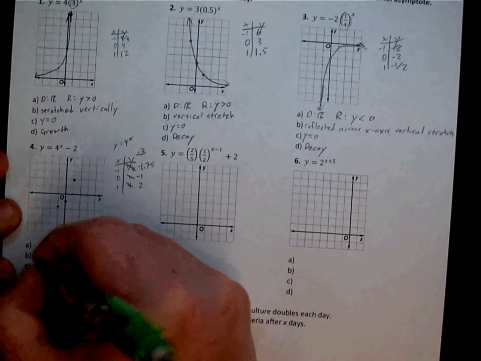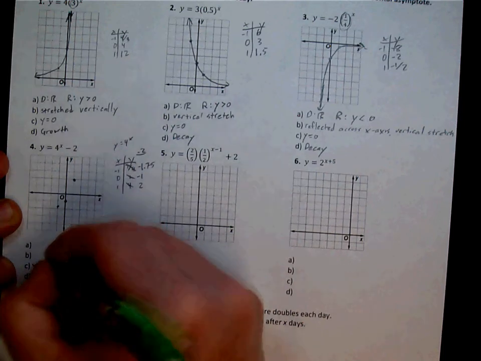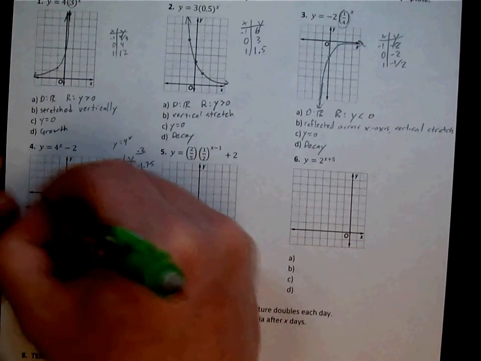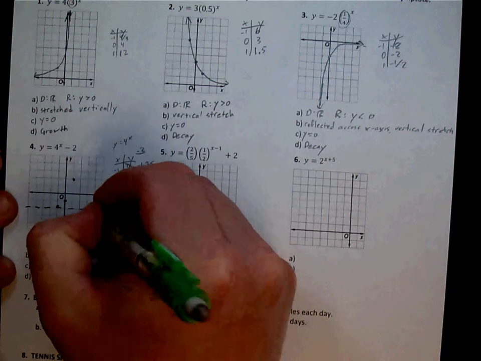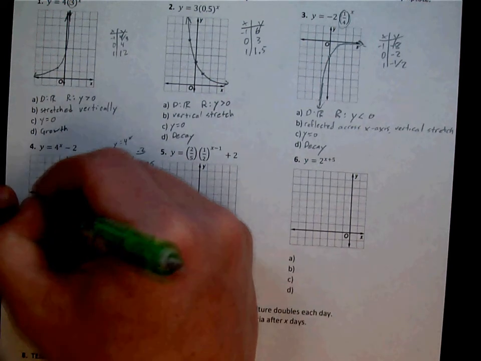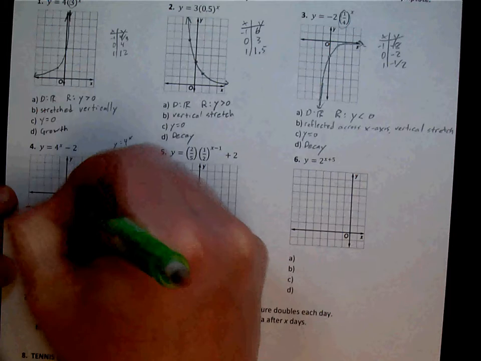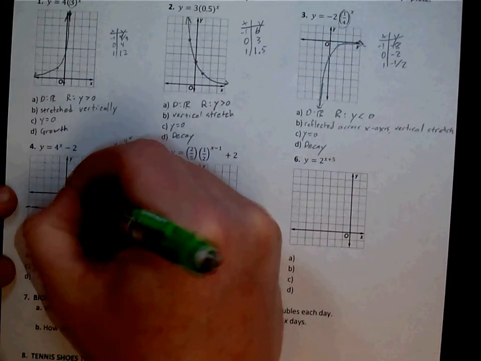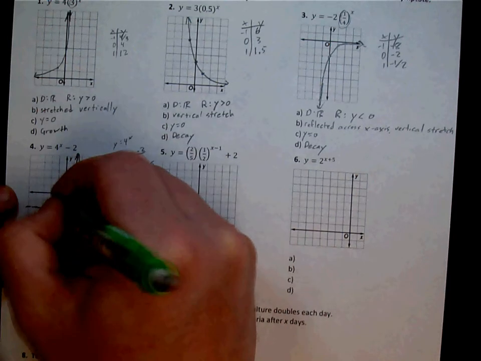The asymptote, because it got shifted down 2, is at -2. So I'm going to put a dashed line there at -2. Make sure I don't cross that. So I'm going to approach it from the one side, and then the other side. I'm going to head up through those points.